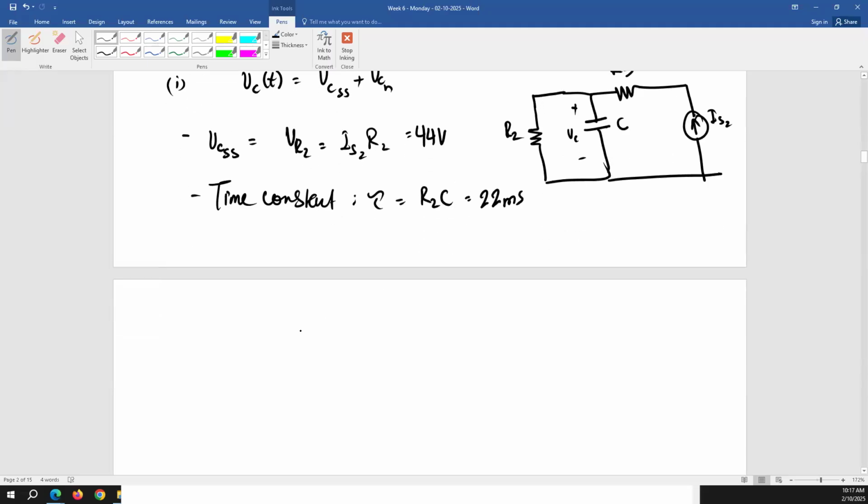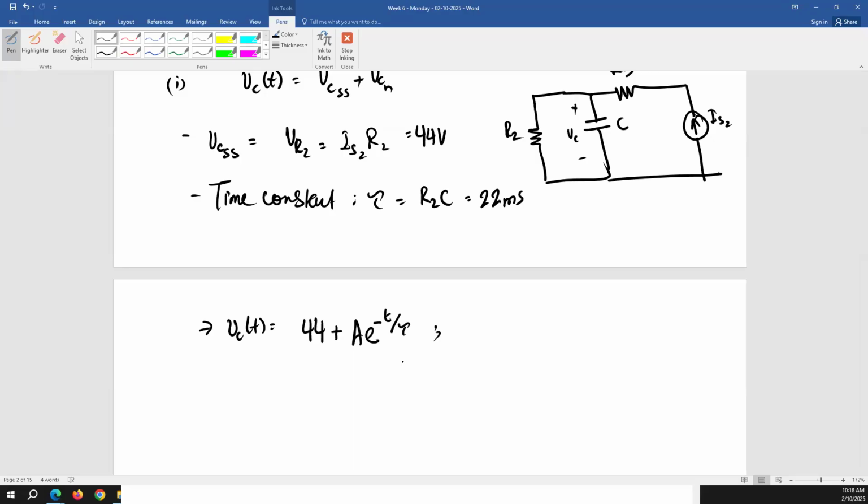Okay, so now we can write down the equation for VC(t), which is the steady state value 44 plus A e to the power negative t over tau. We know tau is 22 millisecond. Question, how are we going to find A? Using?